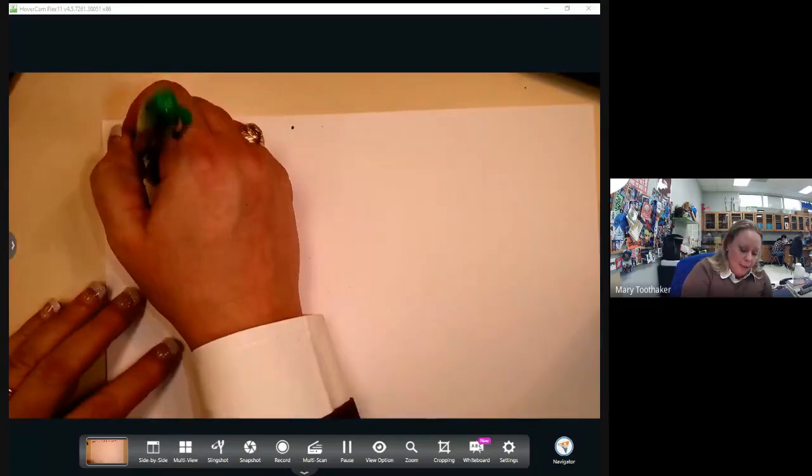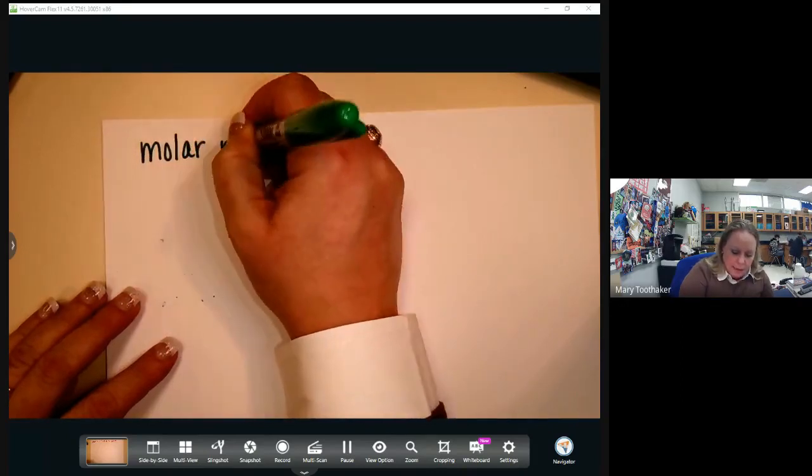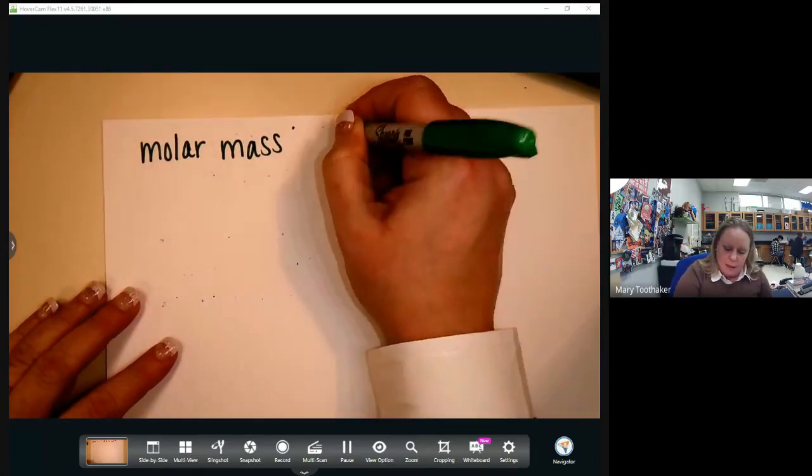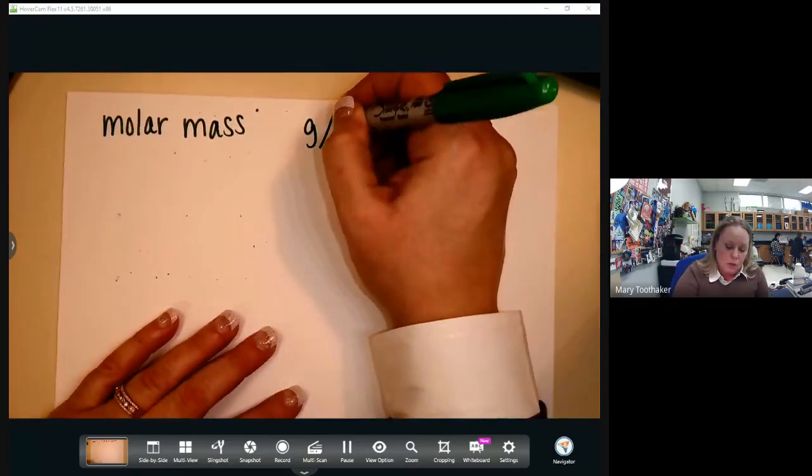So molar mass is the mass of 1 mole. Mass is measured in grams. So molar mass is grams per mole.